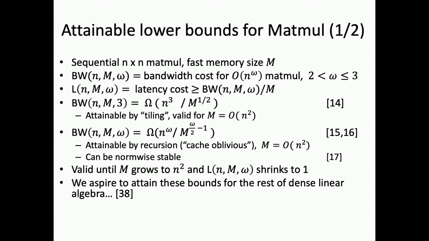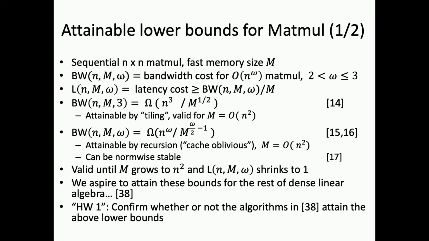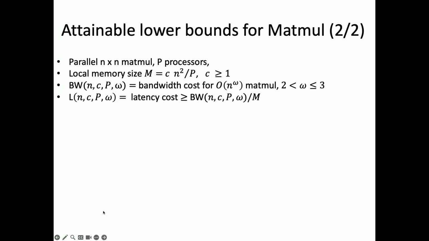And so your first homework assignment is to confirm whether or not the algorithms in 38 attain these lower bounds, where you just do recursive Strassen-like algorithms. I put that in quotes because I think most of them are probably easy, but if it's not, you might want to publish it. I'm not sure. So, okay, so that's the lower bounds in the sequential case.